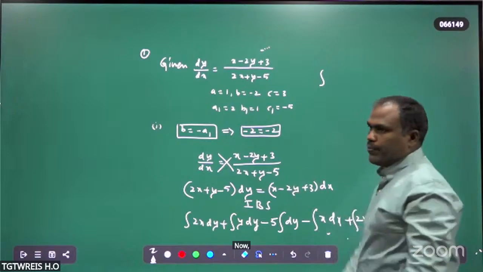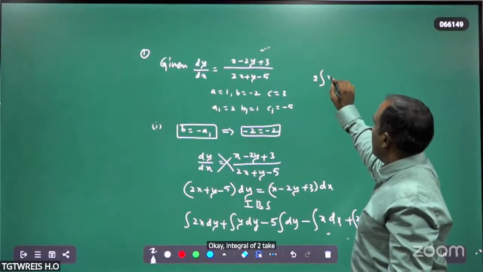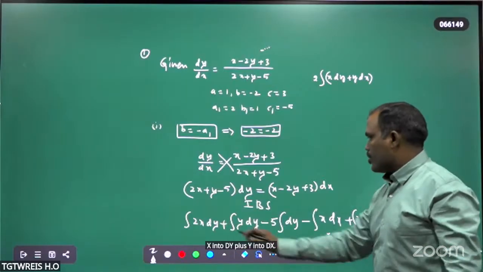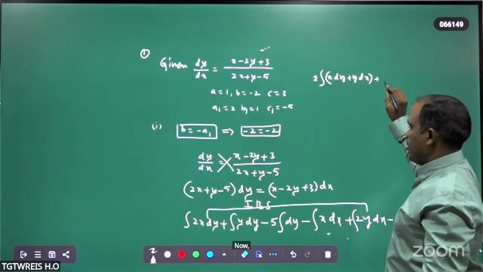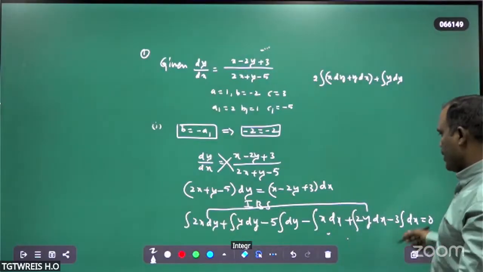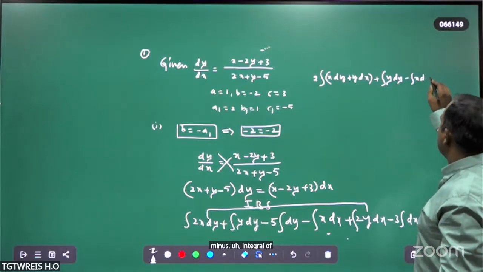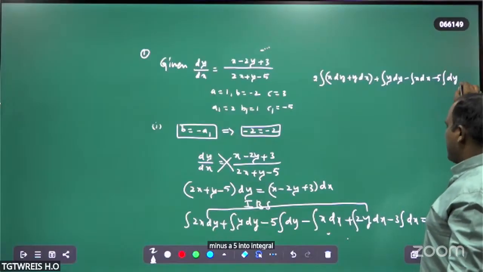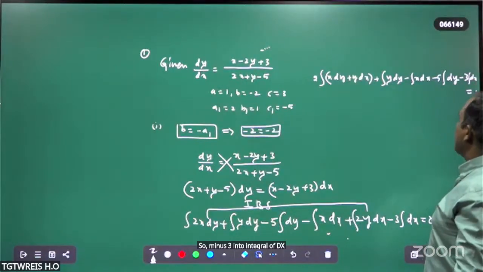Now the integral of 2, taking x outside, into (x dy plus y dx). These two terms are taken as one bracket. Now plus the integral of y dy, minus the integral of x dx, minus 5 times the integral of dy, minus 3 times the integral of dx, equal to 0.